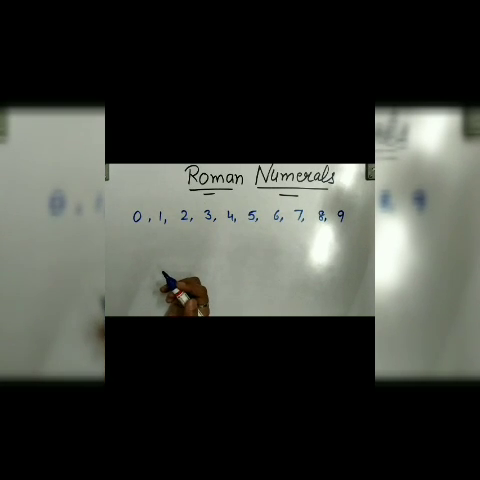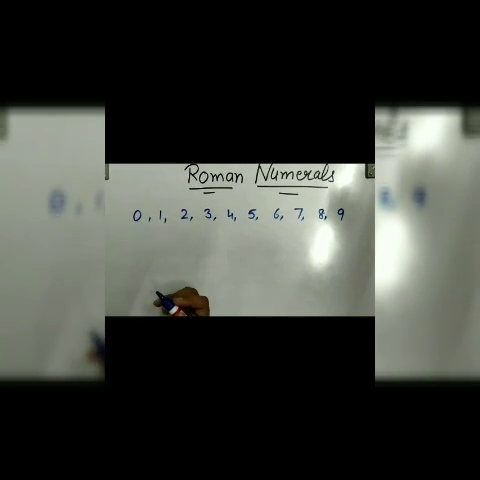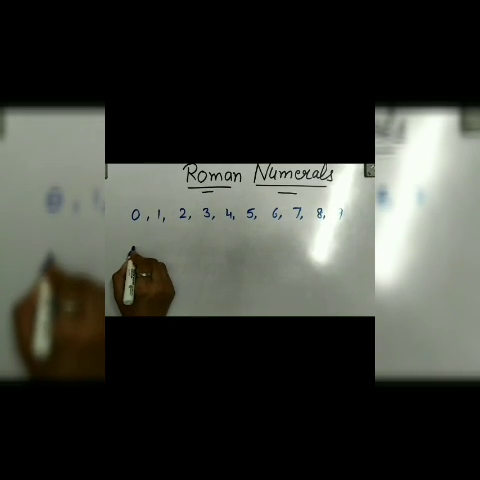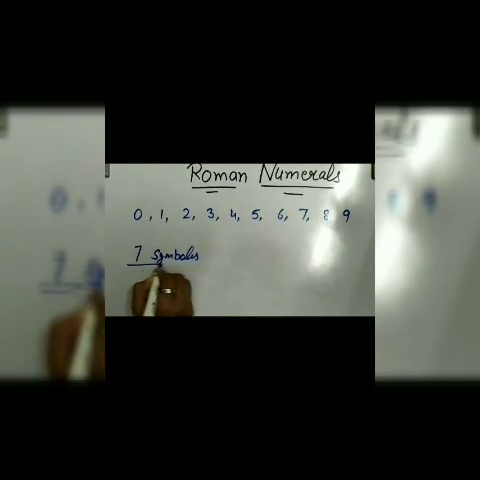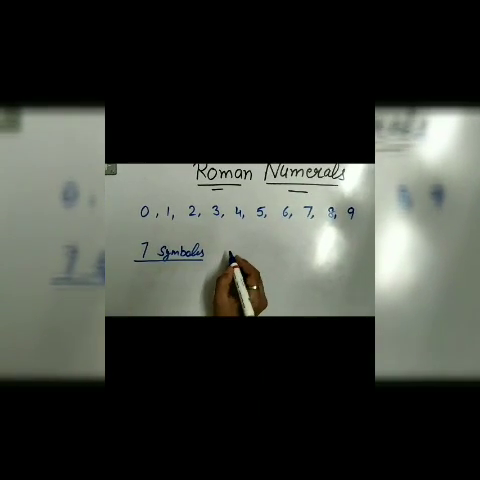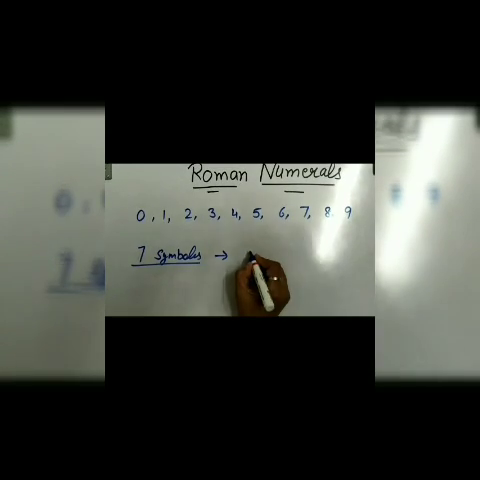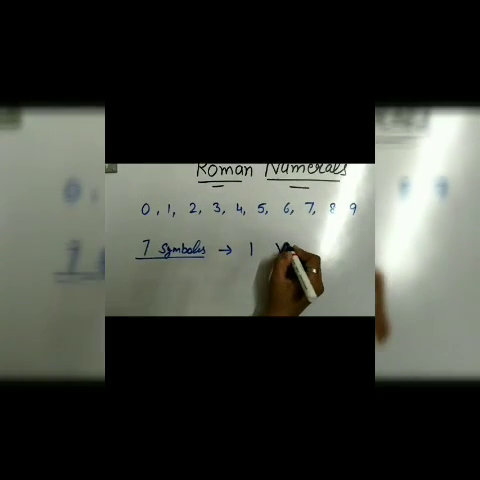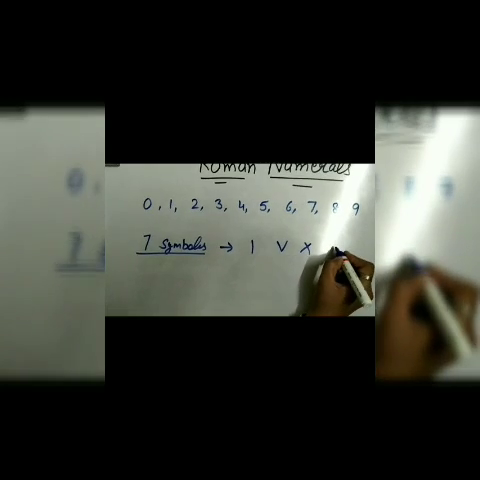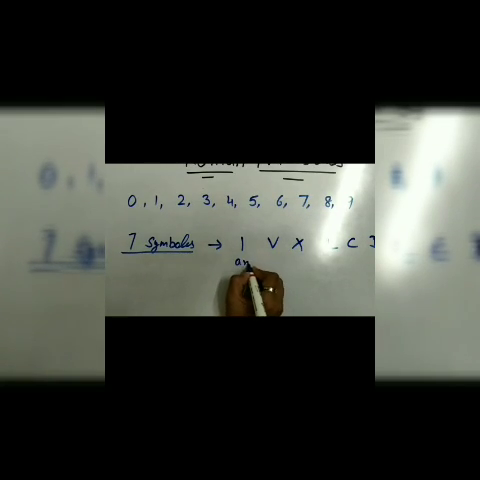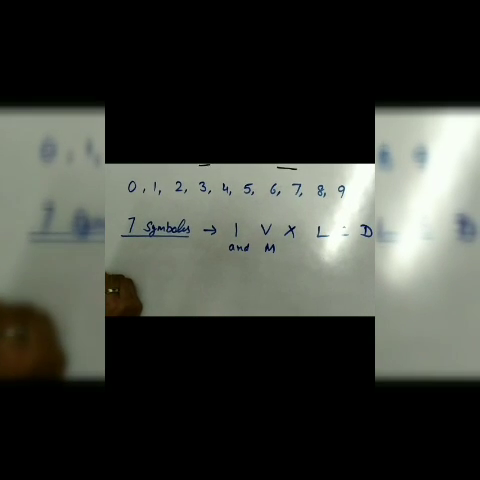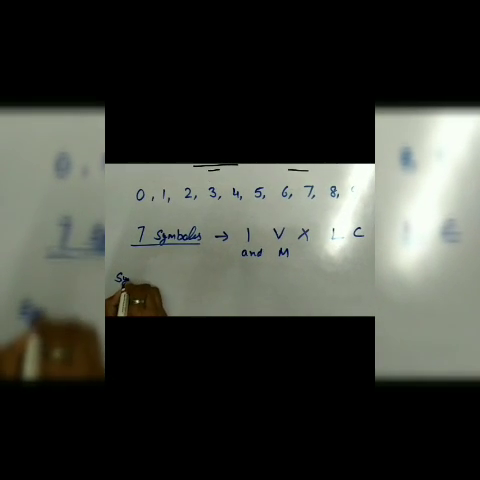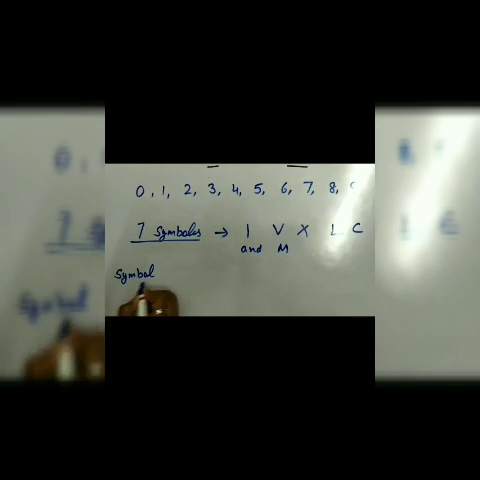But in ancient times, Romans had a different system of numbers. They used only 7 symbols to write the numbers. What are these symbols? These are I, V, X, L, C, D and M. Now I am going to tell you their values also. You have to make this table in your notebook and you have to learn it also.